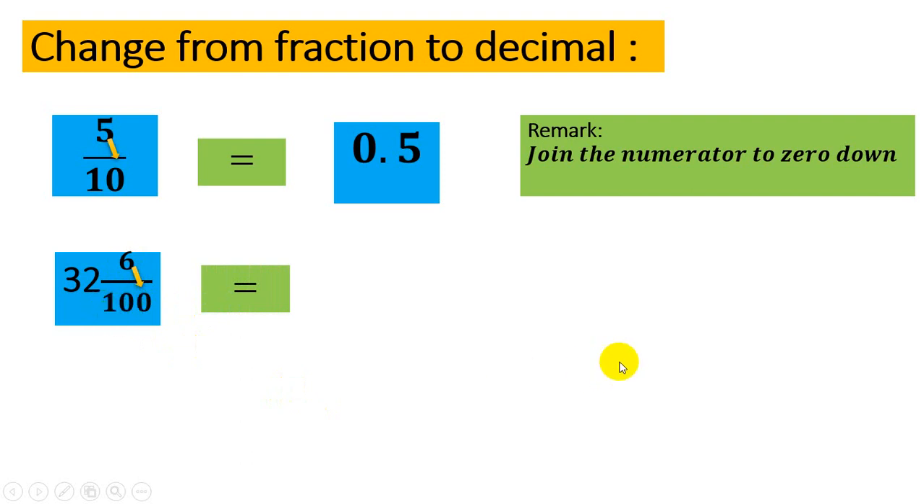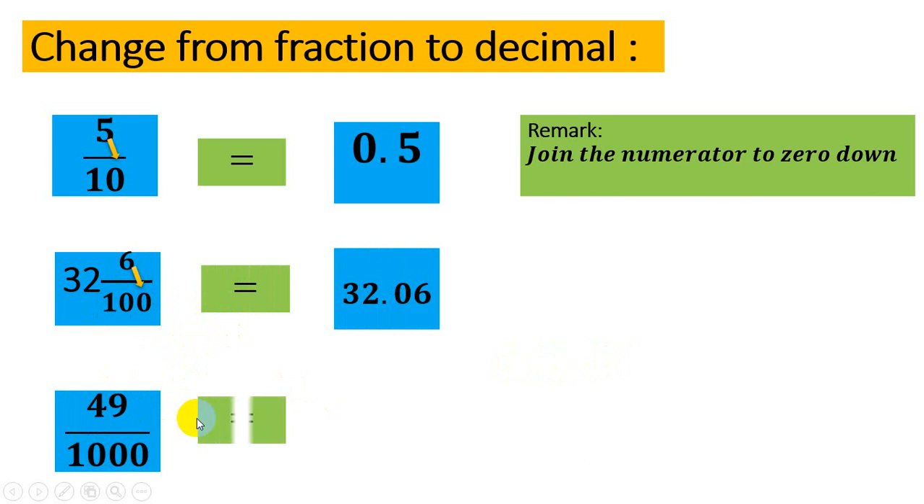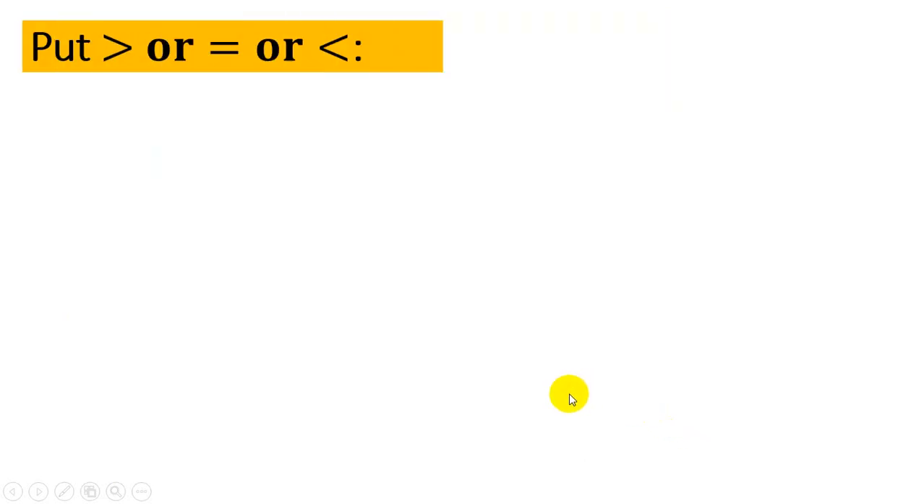Want to change into decimal, then I write the whole number. Join 9 to 0, gives you 9. Join 4 to 0, gives you 4. Do you have 0 to join up? No, I write 0 decimal 0, because we don't have a whole number. Put bigger than, equal, or smaller than.